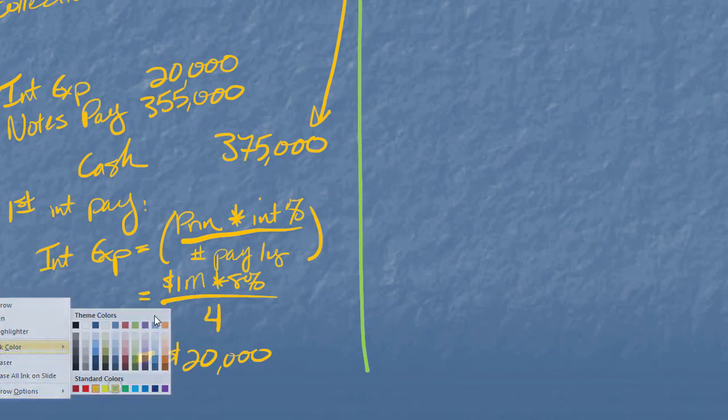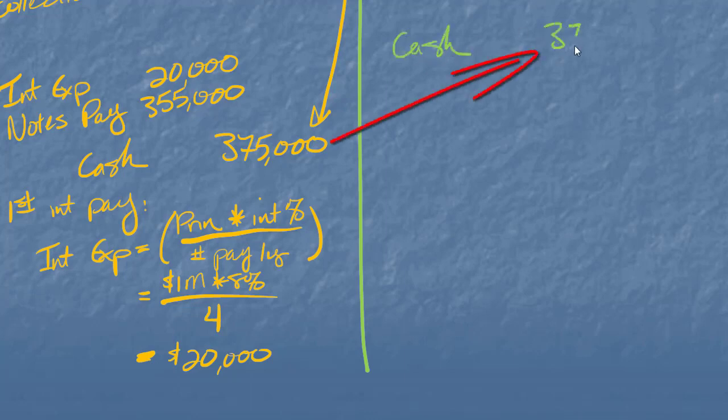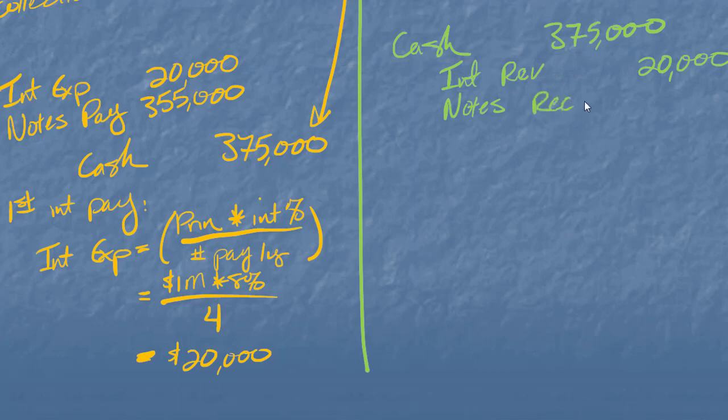Now let's look at the bank. Again, it just flips. So they're getting the cash. For them, instead of interest expense, it's interest revenue. And notes receivable.